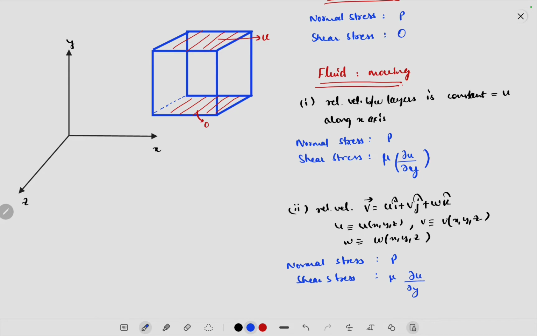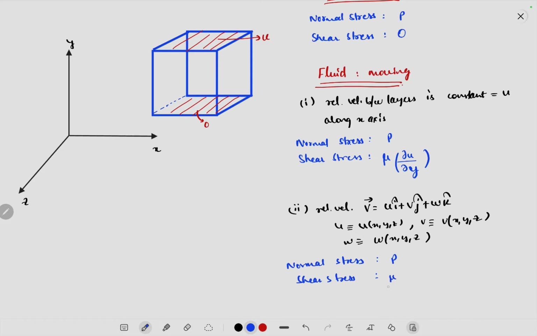Or maybe you can guess it like that. You may guess that it would be something like del u by del y plus del v by something plus del w by something. But you are not in a state to exactly predict what this answer will be.